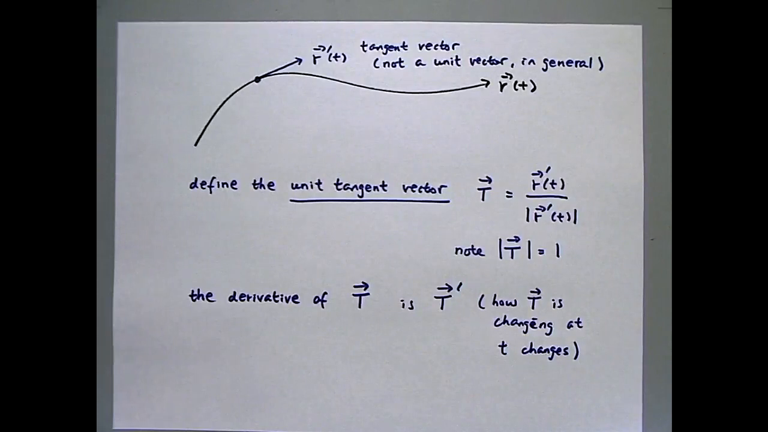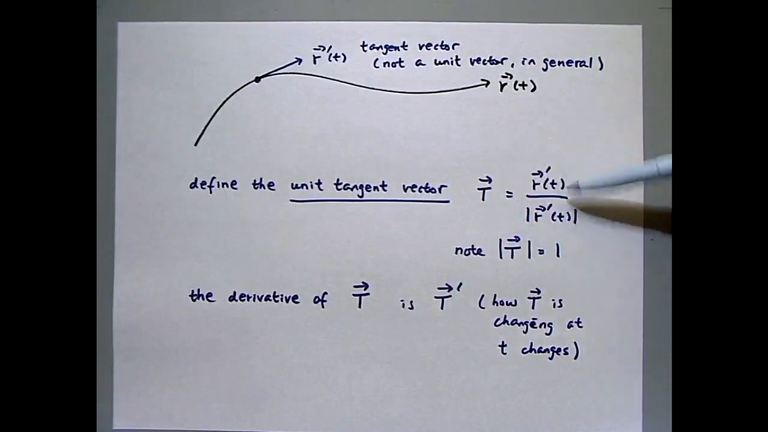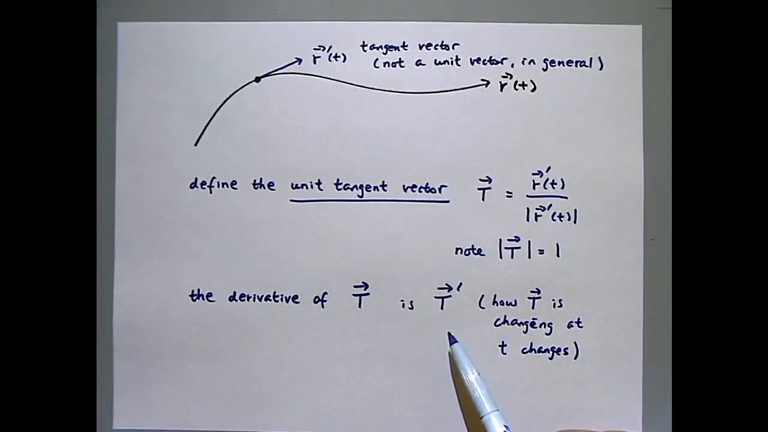Okay, so let me ask you a question. We know capital T is a unit vector. What about capital T prime? Is it a unit vector? And how do you know? Think about this. Capital T is a unit vector. Is the derivative a unit vector? Let me put it this way. Is it always a unit vector? What do you think?